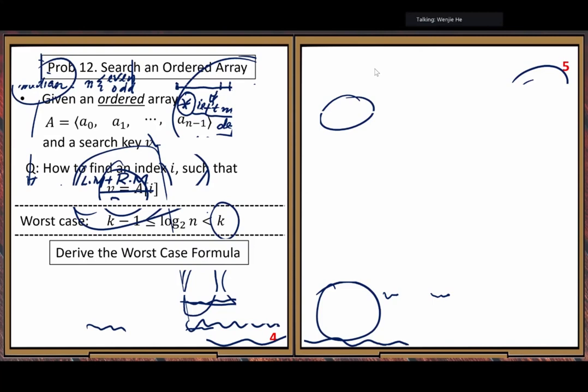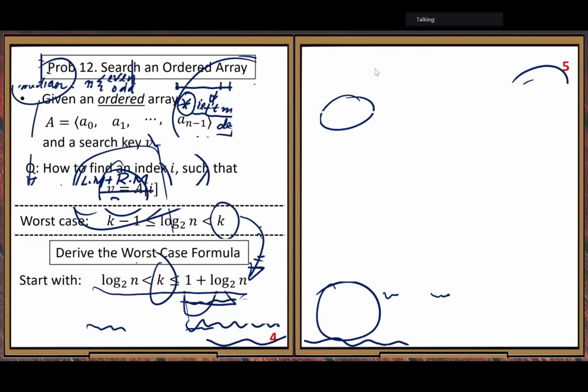All right. So now we need to derive the worst case formula. Based on what we have here, we get this one. But there is a problem. We know k is an integer. Log base 2 of n is not an integer. That's the problem, right? So we need to fix that non-integer problem.